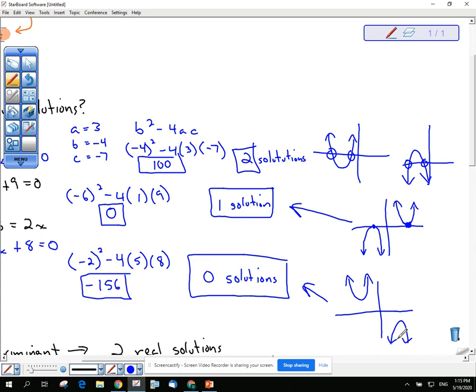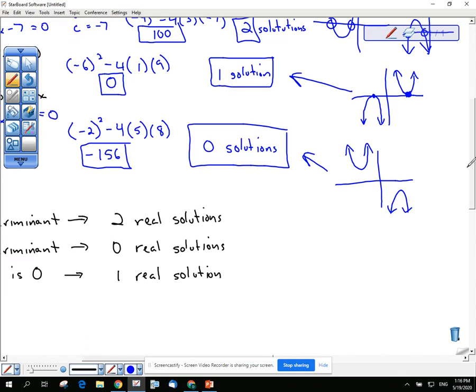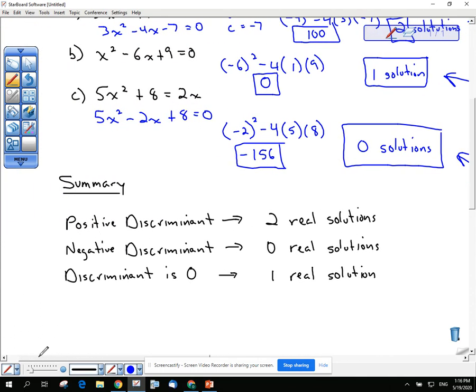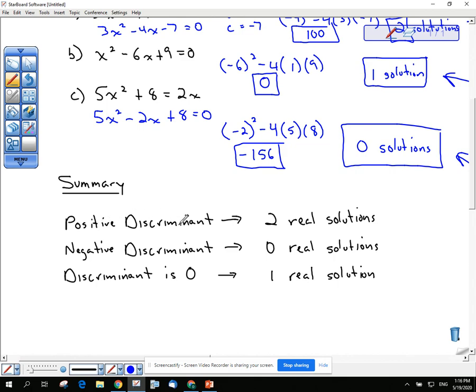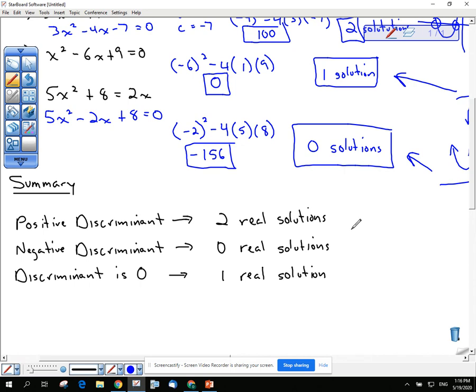So that's a nice link up between the graphs and the discriminant, how you're calculating the discriminant. All right, so a quick summary then would be: if you have a positive discriminant, 2 real solutions; a negative discriminant is 0 real solutions; and a discriminant that is 0 is 1 real solution. Sometimes I'll see my colleagues do something like this.